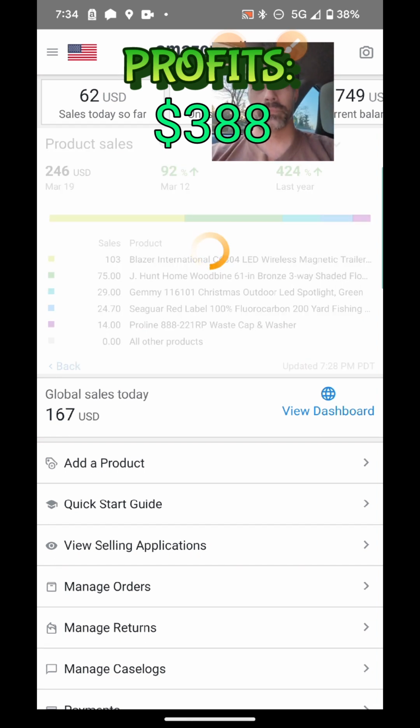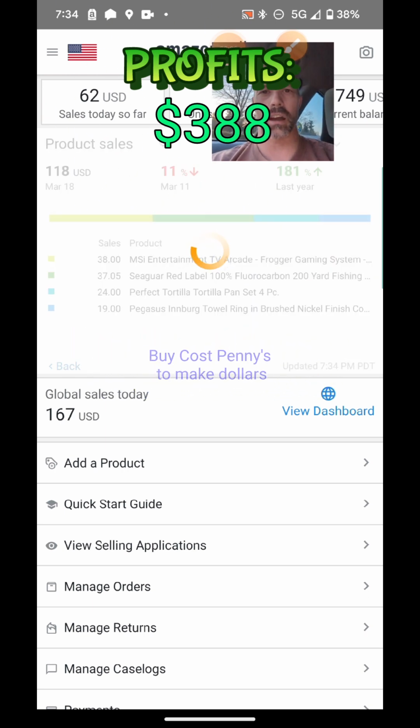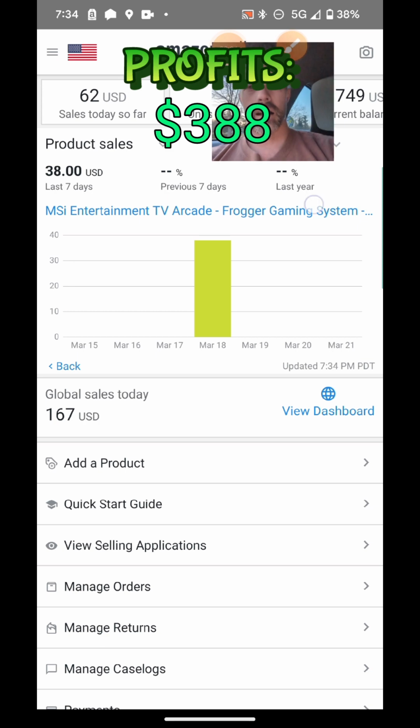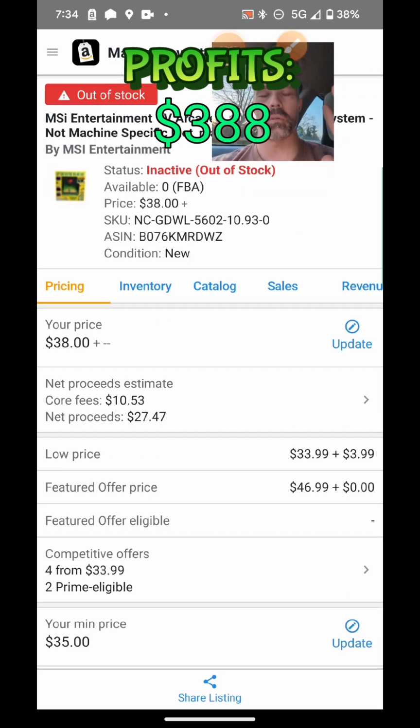Let's see. All right, so let's go back another day. And we'll look at this guy here. Entertainment Arcade Frogger game. I got this one at Goodwill. It was brand new, packaged. So definitely the legit item. I paid $10. It sold for $35.